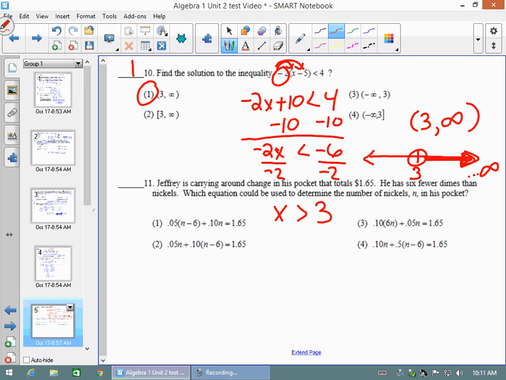All right, Jeffrey is carrying around change in his pocket that totals $1.65. He has 6 fewer dimes than nickels. Which equation could be used to determine the number of nickels in his pocket? So if I wanted to, I could set up a type, number, value, total chart. So type, number, value, total, I'm just going to abbreviate.